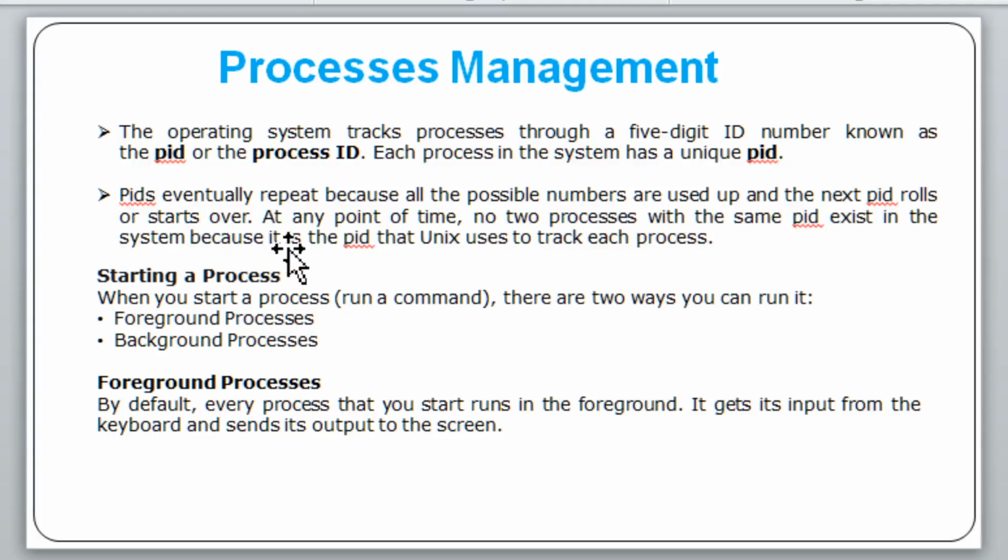For starting a process, when you start one, such as running a command, there are two ways you can run it. You can run it in the foreground, or you can run it in the background. Foreground processes: by default, every process that you start runs in the foreground. It gets its input from the keyboard, so we type in our command, and it sends its output to the screen. So it sends the command output to our screen so that we can look at it and see what it did.